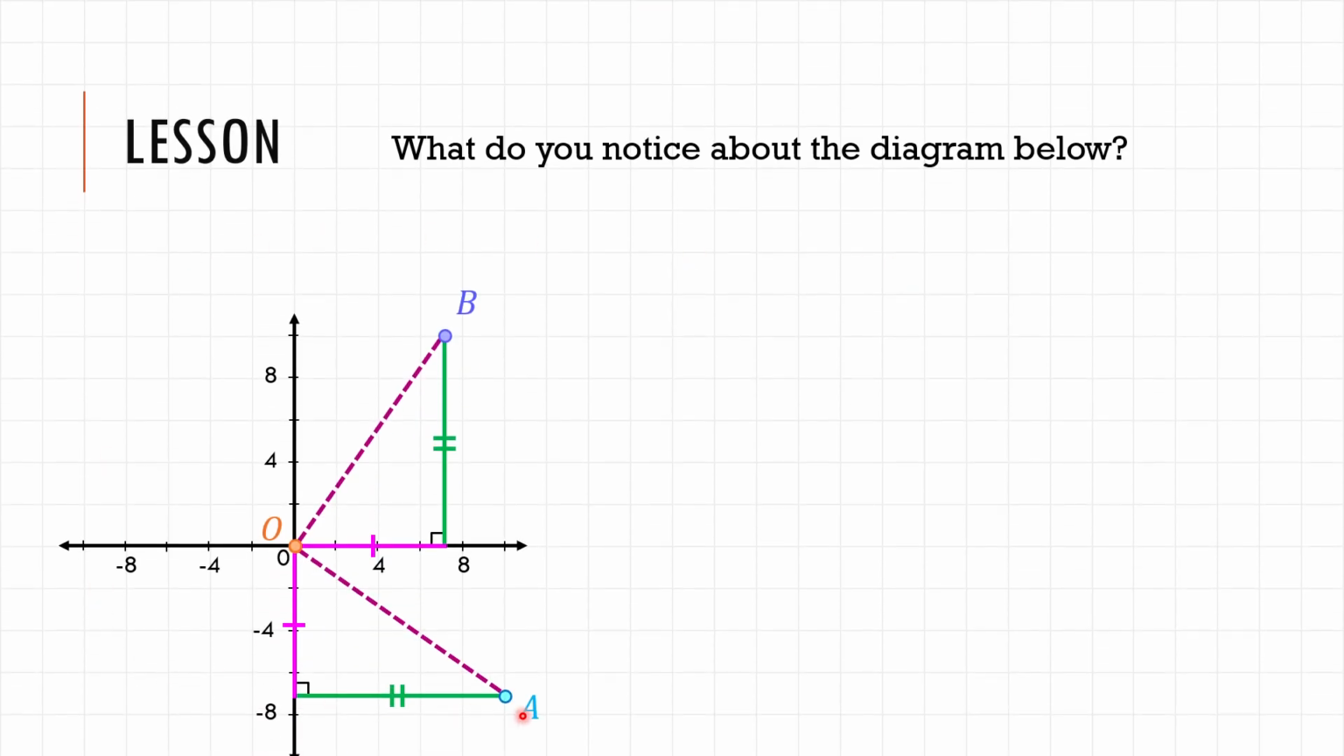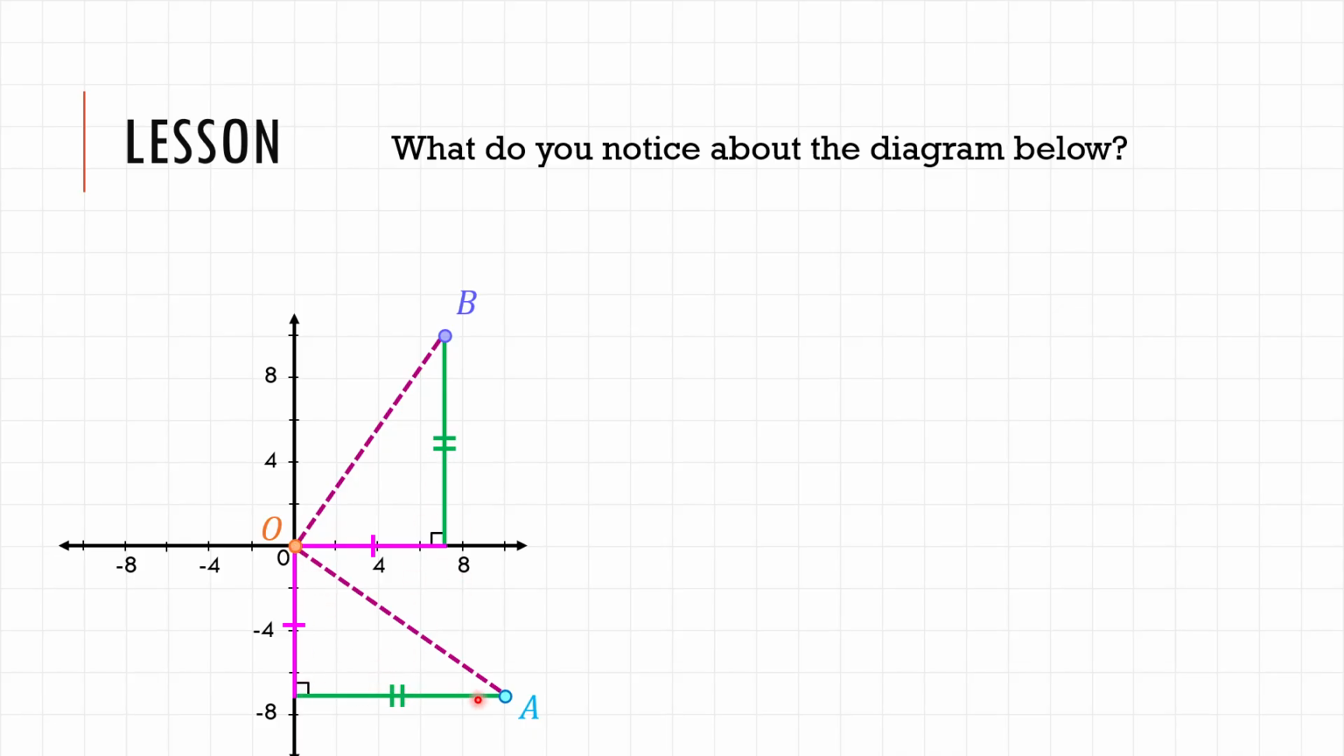Now I want you to take a look at this diagram. Pause the video here for as long as you need, and ask yourself, what do you notice? There are lots of things to notice about this. One of the things is this pink line here and this pink line here both have 1 notch. And this green line and this green line here have 2 notches each. That would indicate that those are the same length.